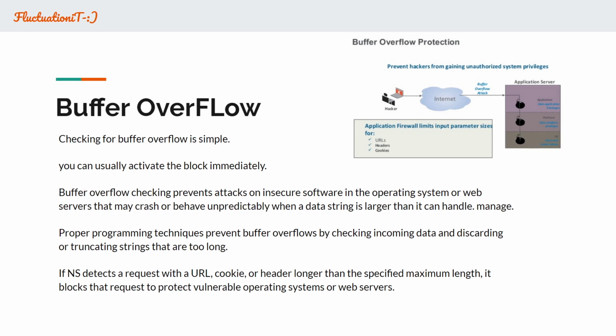So buffer overflow check prevents attacks against insecure operating system or web server software. If the web application detects a request with a URL or cookie or header that is longer than a specified maximum length, just like I told you, it blocks that request to protect the vulnerable operating system or web server. So you can go in the configure buffer overflow and you can block it and you can specify a maximum URL length, maximum cookie length, and maximum header length.